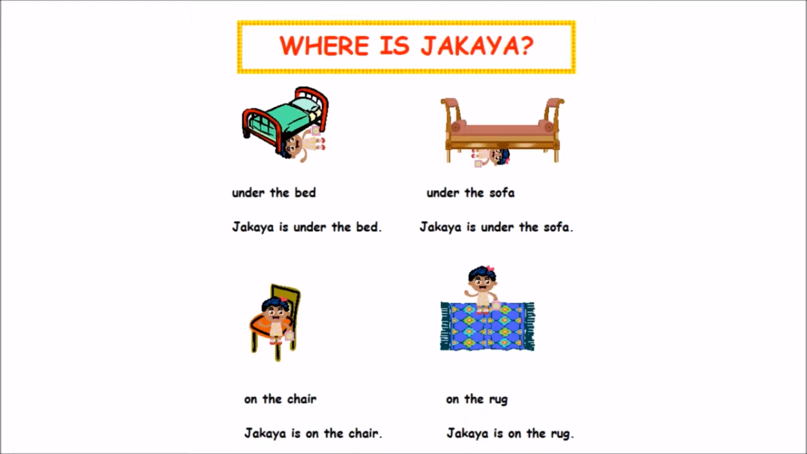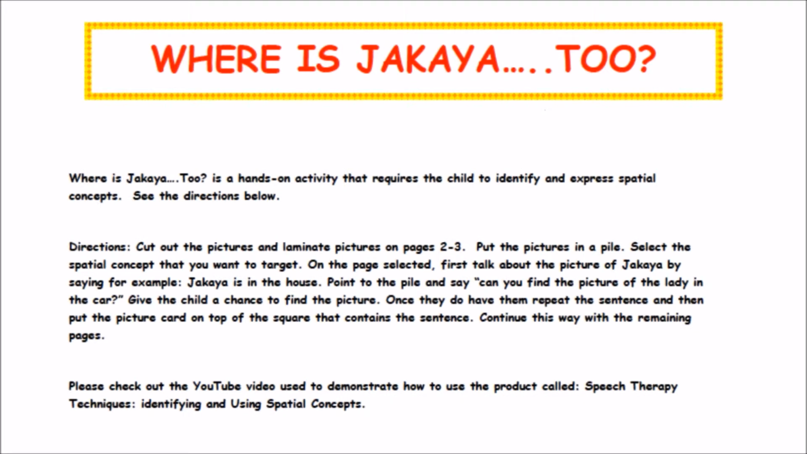If they give you the short phrase under the bed and you want them to expand that sentence so that it's longer, then you say, yes, Jakaya is under the bed. Where is she? Giving them an opportunity to repeat it the way that you said it in a full sentence. So this is how you're going to use the rest of the book. The other spatial concepts that are targeted are out, off, behind, beside, between, and through. And there are 2 concepts per page, and you can present it the same way.